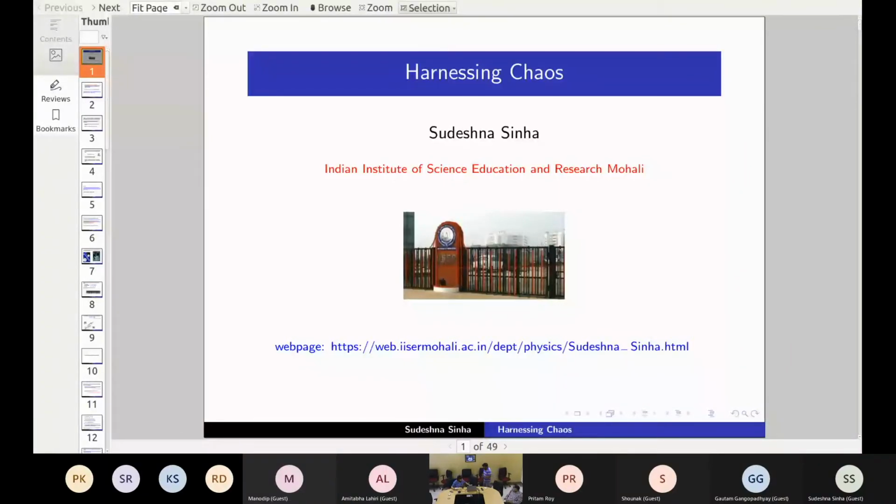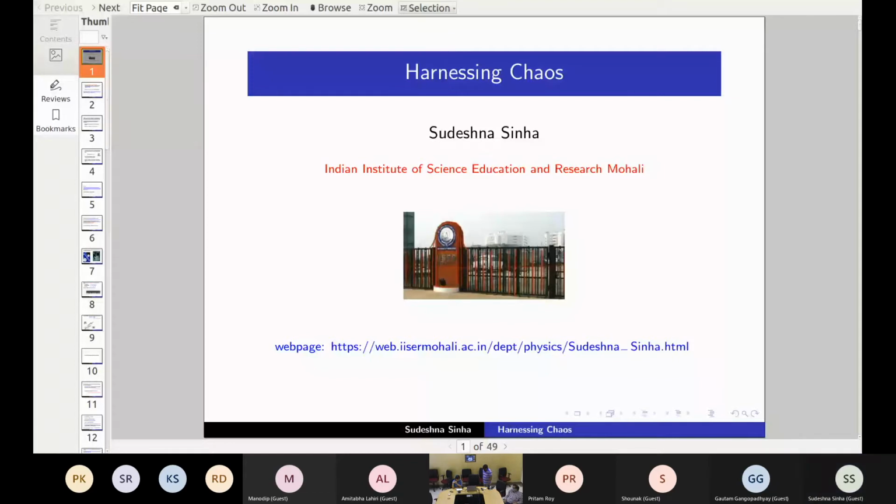And today's speaker is Professor Sudeshna Sinha, who is a professor and also the deputy director at the Indian Institute of Science Education and Research in Mohali. She works in the field of nonlinear physics and chaos, as the title already says. Her work on chaos-based hardware, called Chaos Computing, is being developed commercially by a US-based company, and I was pretty impressed by that.